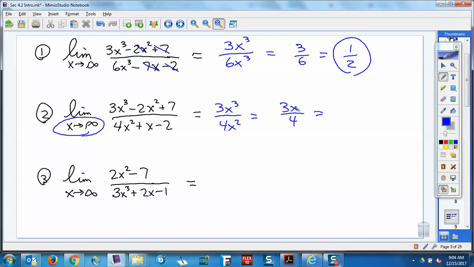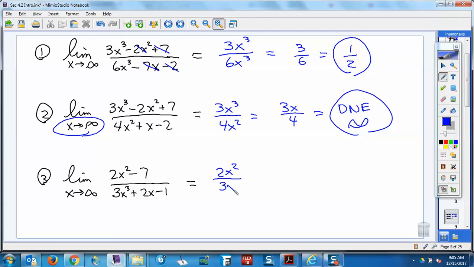What's going to happen? That x on top is getting really, really big. So what's this number doing? Getting really, really big. So we say this limit does not exist. It's going to infinity. Right? So the highest power is on top. It's going to infinity.